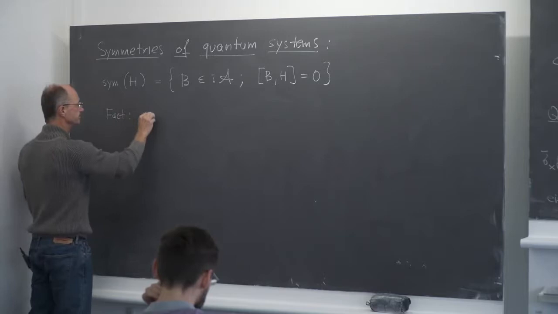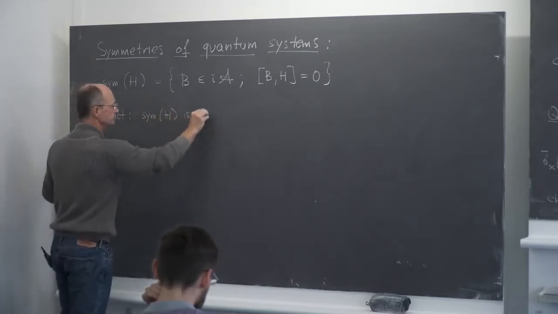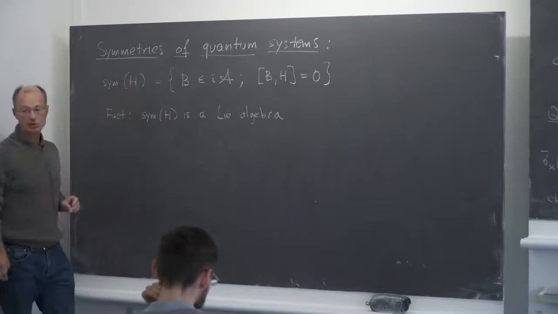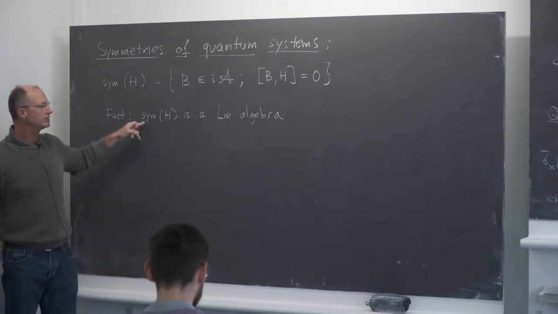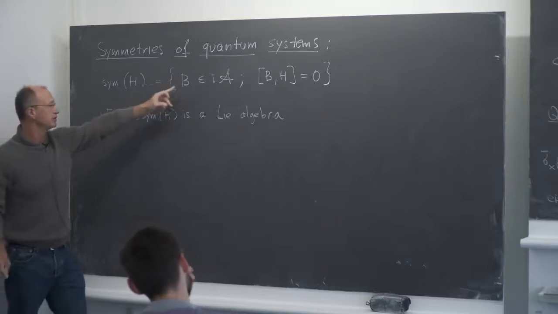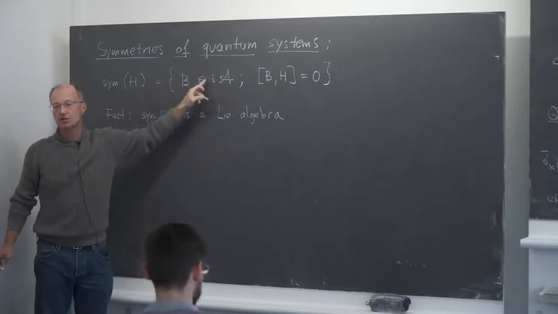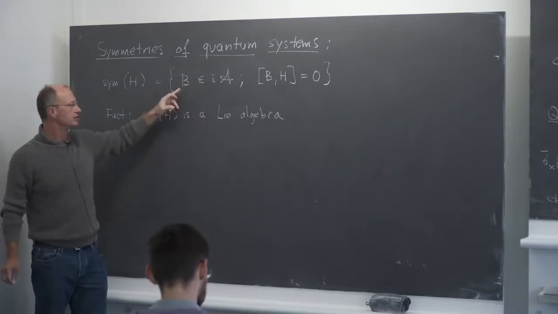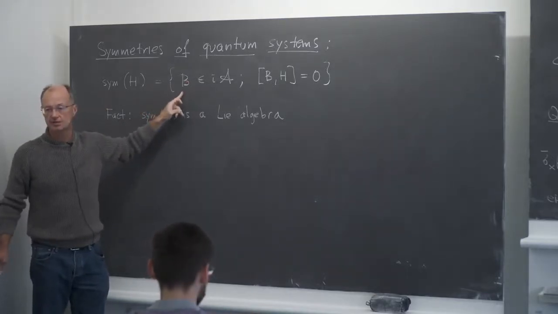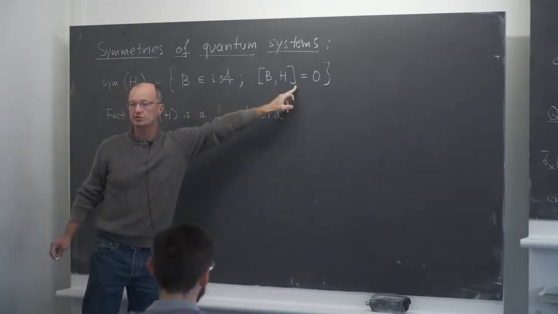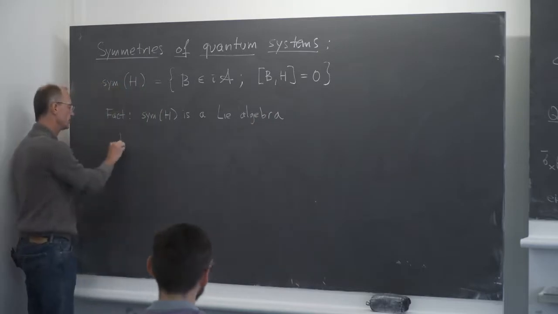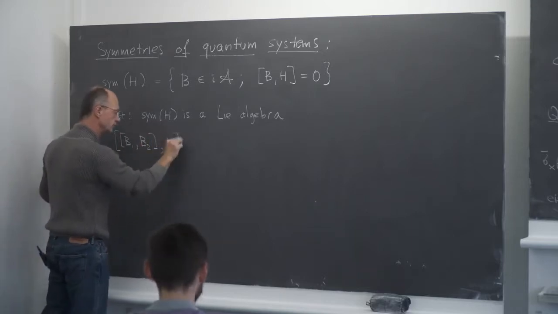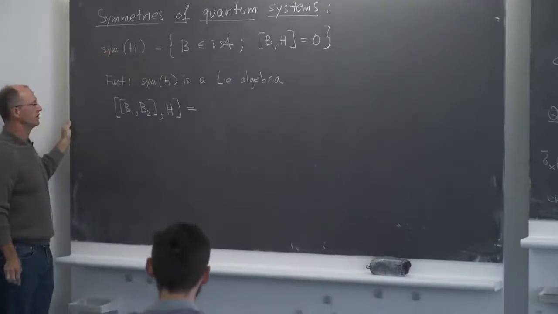So in fact, Sim H is a Lie algebra. What does one need to check in order to prove it? We already have elements of the Lie algebra IA. Under the commutator, IA is a Lie algebra. So the only question is, suppose we take a commutator of two such elements, will they again satisfy this equation? Suppose I take a commutator of B1 and B2 and consider the commutator with H.